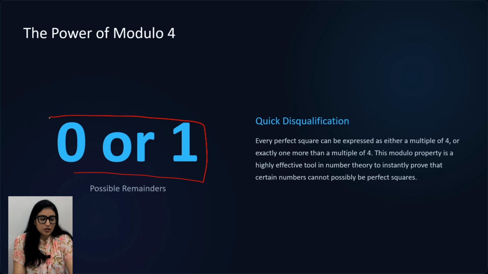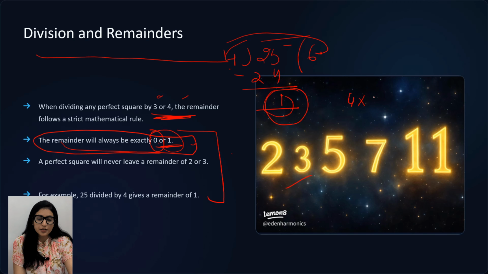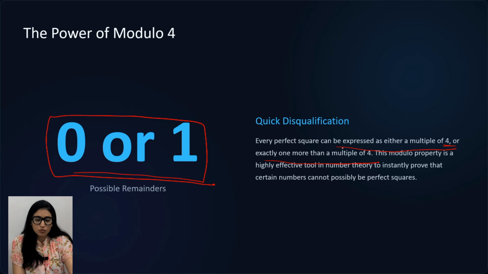Next, the power of 0 or 1. This is very interesting. Just see, every perfect square can be expressed either as a multiple of 4 or exactly one more than a multiple of 4, as we discussed in the previous topic. Either it will be a multiple of 4, that means the remainder will be 0. If it is not a multiple of 4, then it will be 4 into 6 plus 1, that is one more than a multiple of 4.